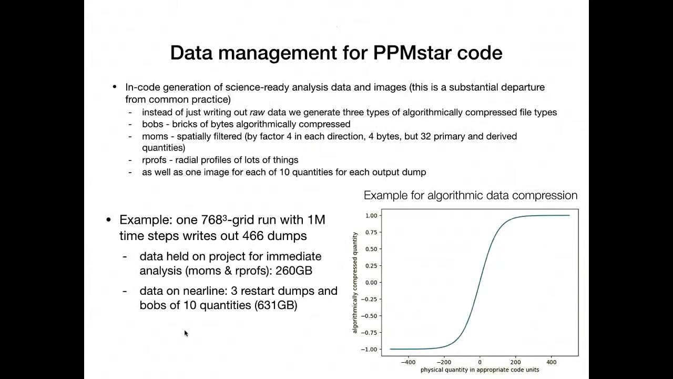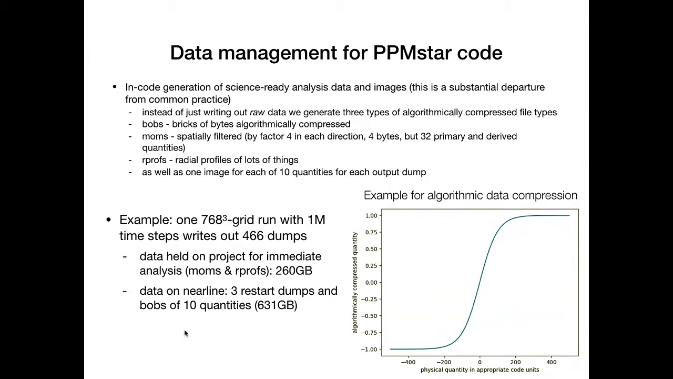So for PPM star, here are a couple of tricks that we are deploying that really come out of decades-long experience that Woodward has accumulated with these types of applications. So first of all, instead of just writing out raw data in 8-byte full resolution, we're dividing the outputs into 4 different data types that are all compressed in different ways. And so the idea here is that we're, first of all, creating science-ready analysis data as well as images, which, by the way, I think is a substantial departure from common practice, at least in many astronomy applications that I'm aware of.